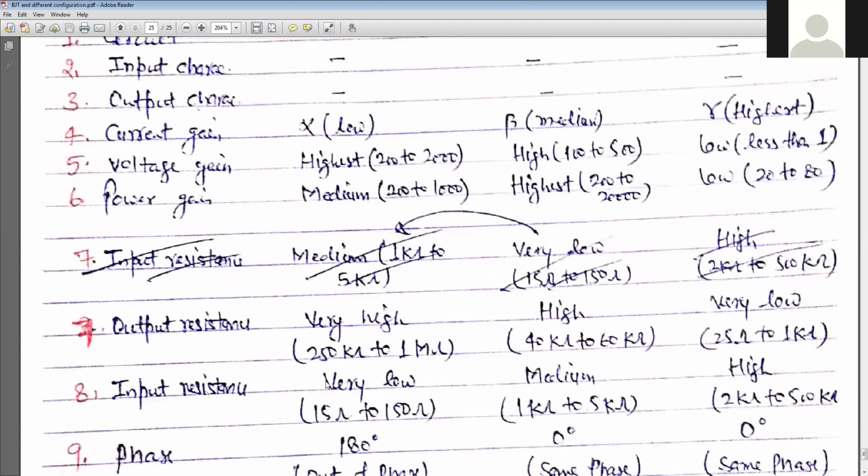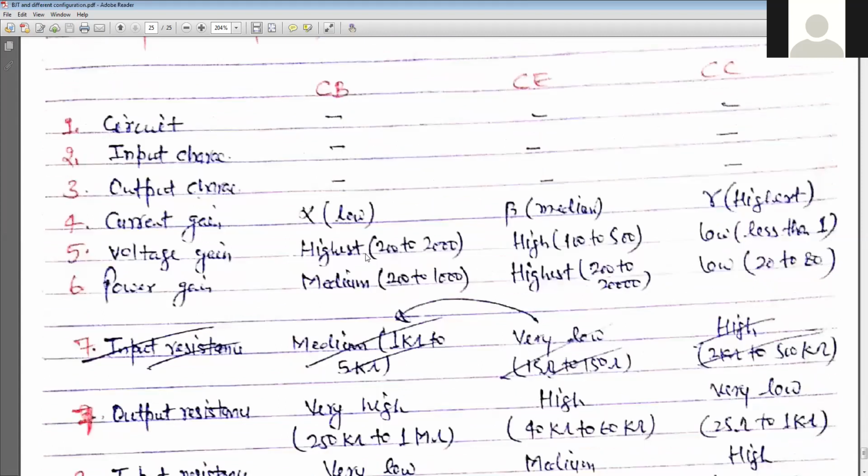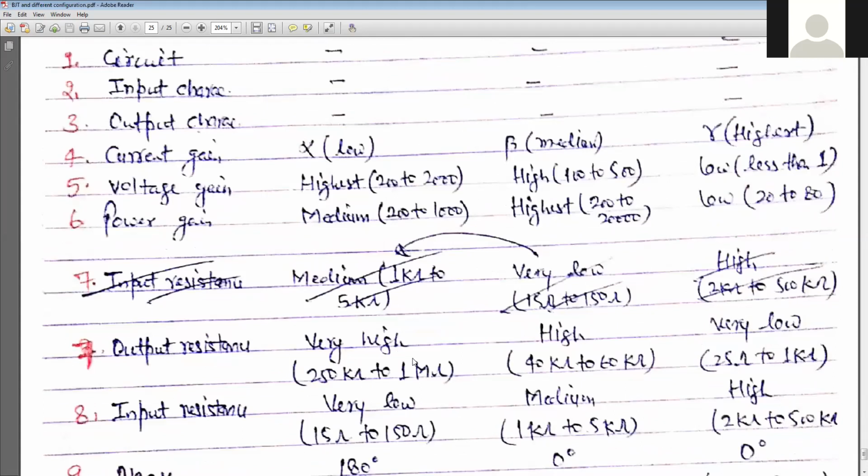Now you will see the output resistance. In the case of the common base, output resistance is very high. Why? Because the output is in reverse biasing. In common emitter, the input resistance is also high, but the output resistance is very low. And in the case of the common collector, input resistance is high. But in the case of the common base, input resistance is low because it is in forward bias.